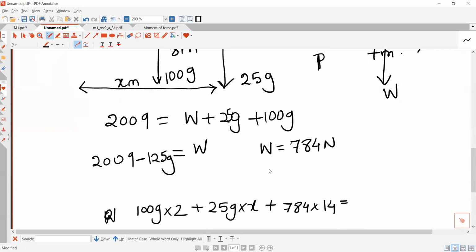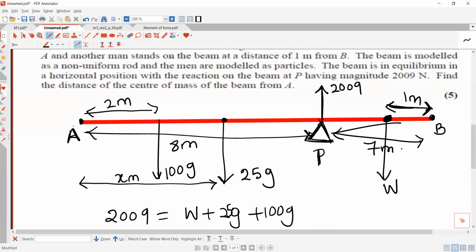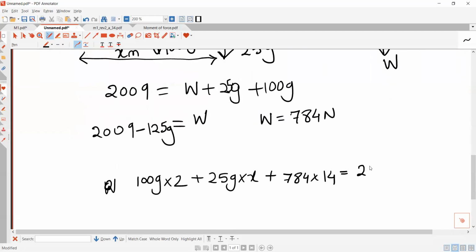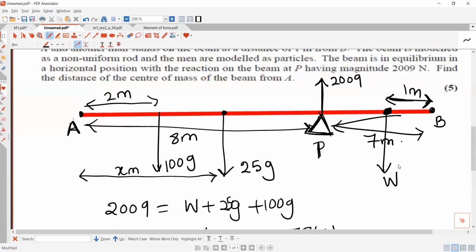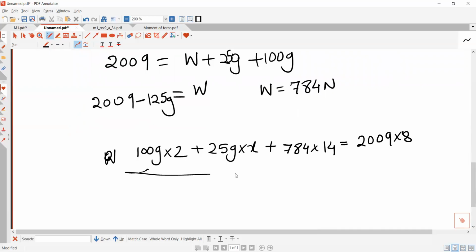So if that is the case, we have 2009 into 8 as well. 2009 into 8. You can check that. Now you guys do this in your calculator and find the value of X for me, please.